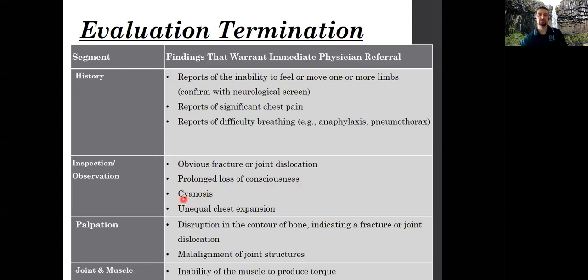Cyan is the color blue, right? Cyan is a bluish tinted color. So cyanosis is purplish discoloration of the face or lips from lack of oxygen. And of course, unequal chest expansion, we're worried about that, pneumothorax or a collapsed lung. So during the palpation, when you feel the joint or the areas that are injured, obviously disruption in the contour of the bone, we're worried about a fracture or dislocation. And then down here, joint and muscle testing and function. If they can't develop tension or torque in the muscles, one of the primary concerns is going to be fracture and dislocation again.